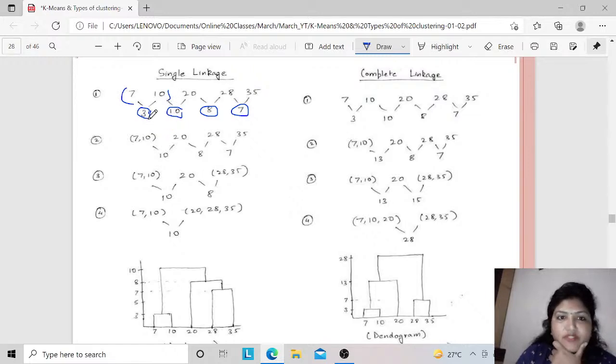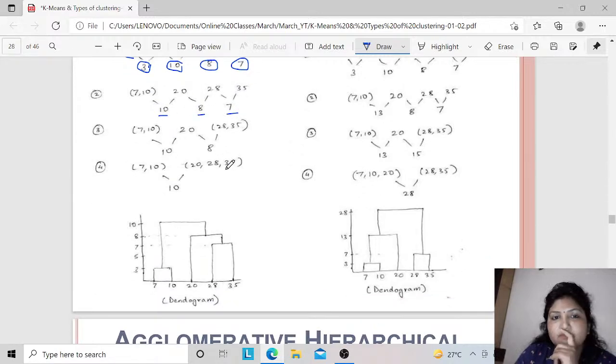So this would be my minimum cluster, like 7, 10, and then again you follow the same procedure. This would be your distance: 10 minus 20 would be your 10, then 8, then 7, right? Then again take another iteration out of it. Again 7, 10 is 20, 10, and 20, 28 would be your 8, right?